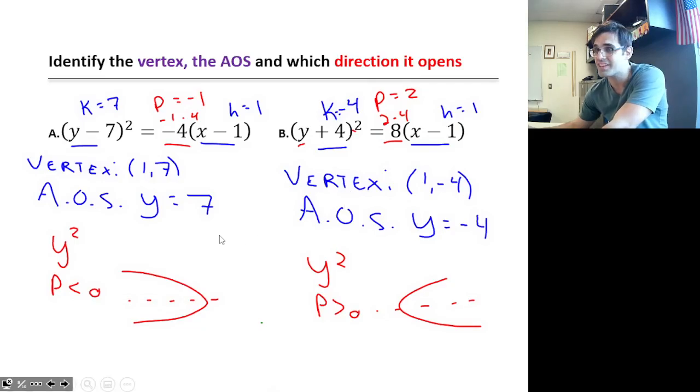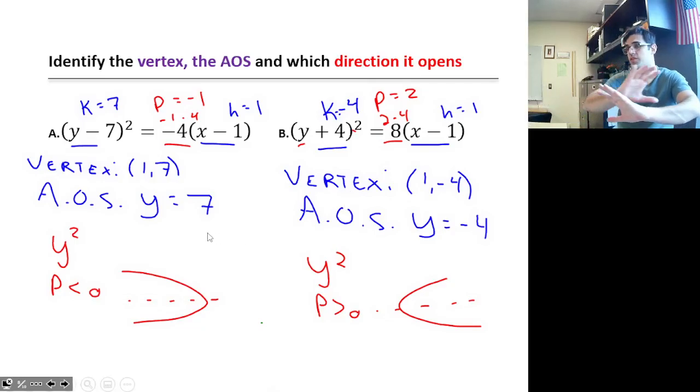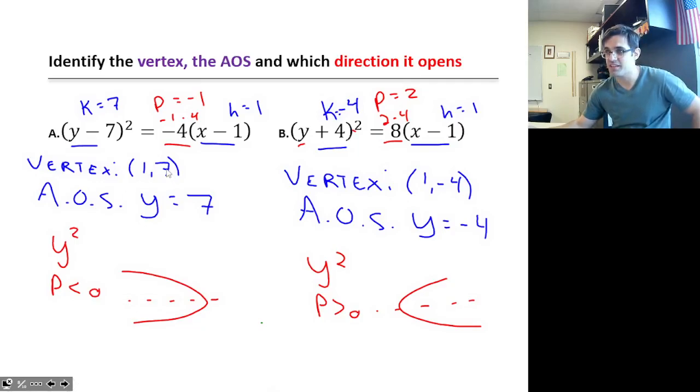Alright, so since we have opening left and opening right parabolas, our axis of symmetry is going to be a horizontal line for each of them. For the first one, our y value of our vertex is 7. So our axis of symmetry is going to be y equals 7. For the second one, our y value of our vertex is -4. So the equation for this axis of symmetry, this horizontal line, is going to be y equals -4.